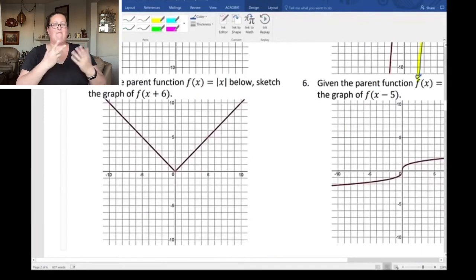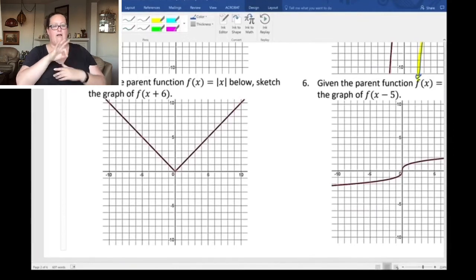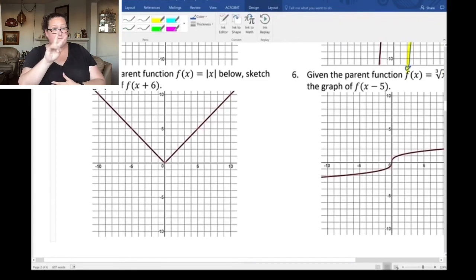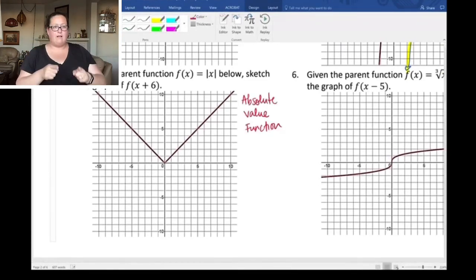Let's move on to problem number 5. Given the parent function f of x equals the absolute value of x, sketch the graph of f of x plus 6. So the graph looks like a V. I know that it's going to be an absolute value function. We want to graph f of x plus 6. The plus 6 is inside of the parentheses. That's your h value. And so that tells us to move the graph 6 units to the left.